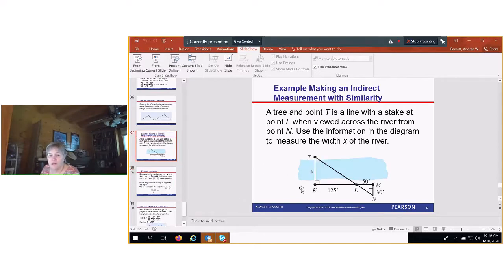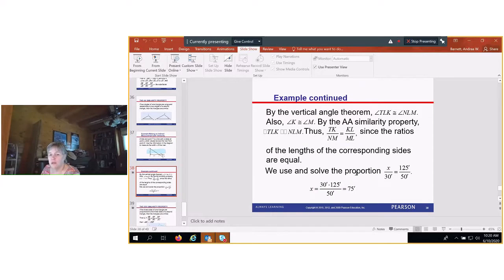So I wrote those sides down. It says that TK is in proportion to NM, which is right here, the other triangle. So KL is in proportion to ML. Now you notice those are the ones that are congruent to each other, the sides.